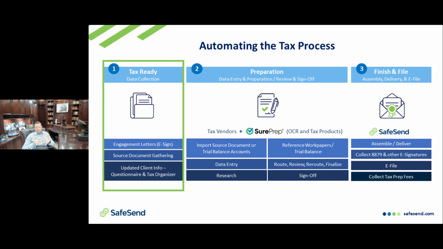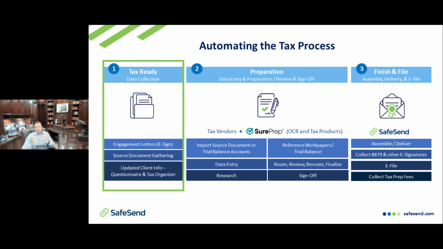So in tax ready, you have things like engagement letters, you have consent forms, those need to be signed and executed. You have a lot of different document types that need to be gathered. And you have updating client information, questionnaires that go along with organizers. And you also have a lot of data that can be picked up at this point. And all that needs to be shifted into the middle section, which is preparation.